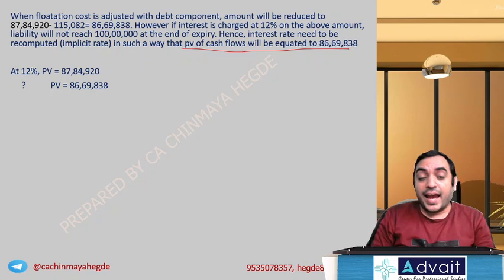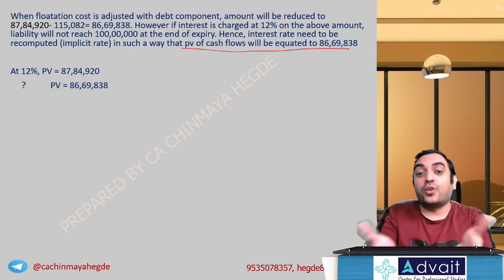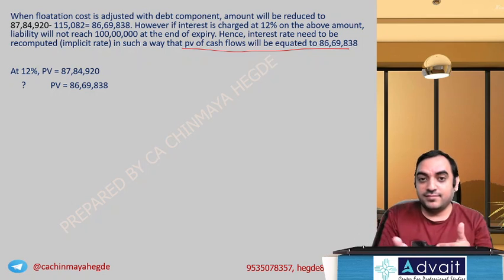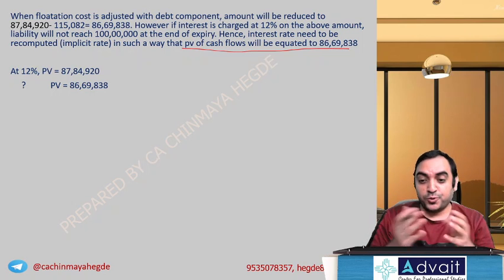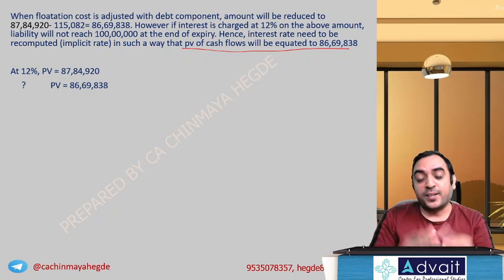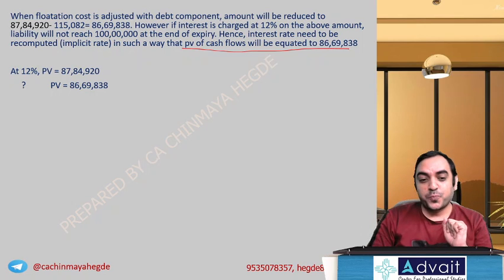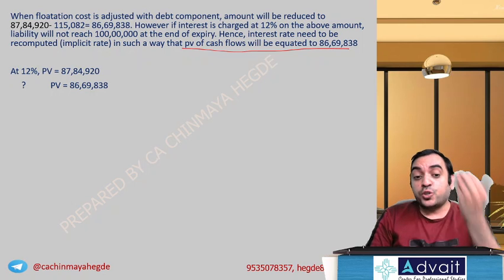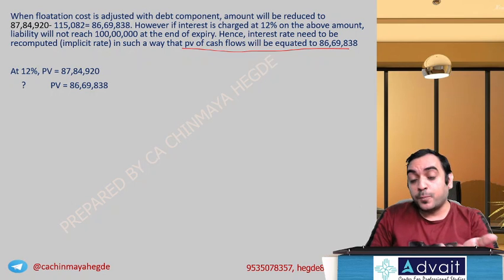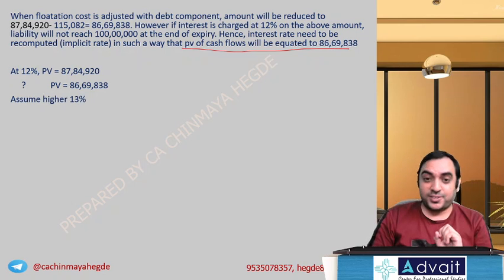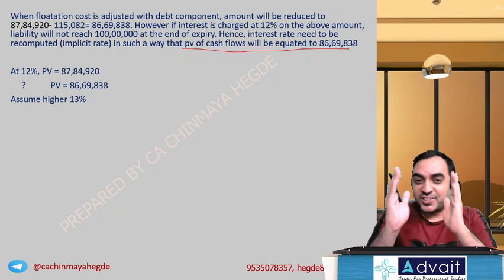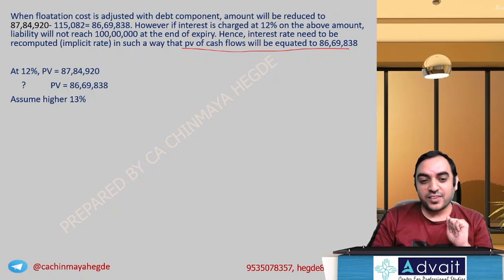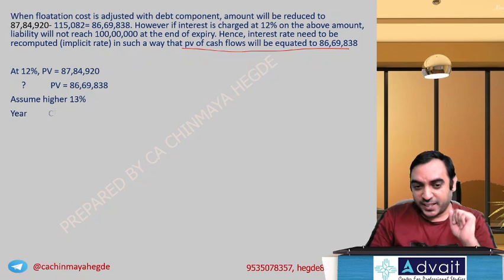Ideally, I wanted you to try it, but based on the previous answer, I don't have the courage to ask you to calculate this rate of interest. I will calculate for you. At 12%, we have 87,84,920. Now what should be the rate at which 86,69,838 should come? We need to assume a higher rate. If you assume a lower rate and keep on doing it, you will never get the answer. We assume a higher rate, let's say 13%.